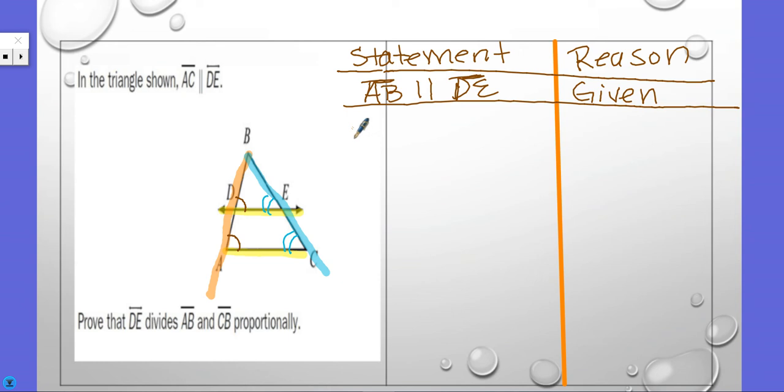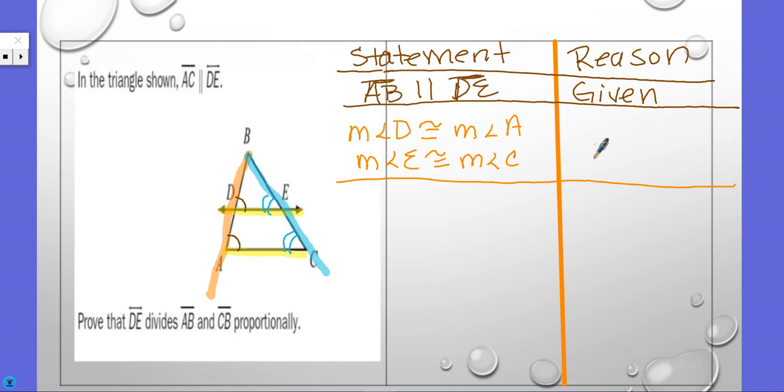So I'm going to say the measure of angle D is congruent to the measure of angle A, and the measure of angle E is congruent to the measure of angle C, and we're going to call that reason the corresponding angles.